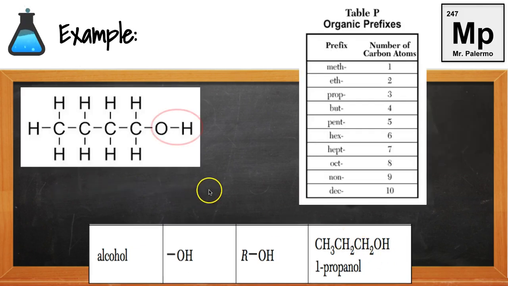So let's look at an example. We locate our functional group first, which is the OH. We know it's an alcohol. This has 4 carbons. 4 carbons is bute. So instead of propanol, this is going to be butanol. And the OH is on the first carbon, so that's going to be 1-butanol.